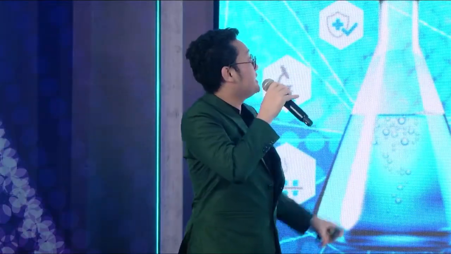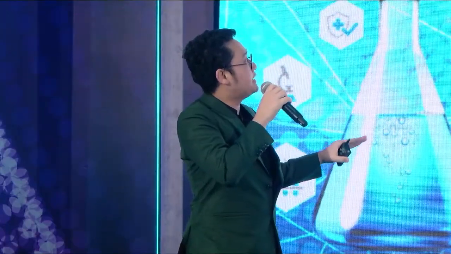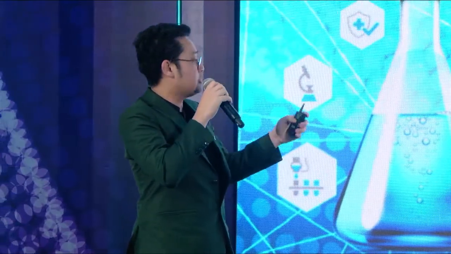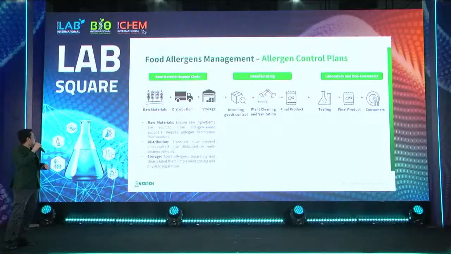In this slide, I will show you the allergen control plan, starting from raw material and distribution to storage. For raw material, you have to ensure that it is sourced from allergen-aware suppliers, and require an allergen declaration from the vendors. After distribution, you need to make sure there is a cross-contamination prevention program, and the storage should separate non-allergens from allergens.